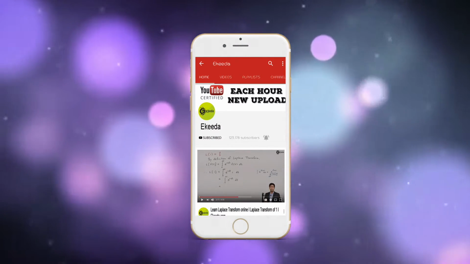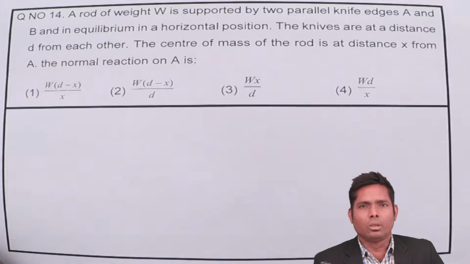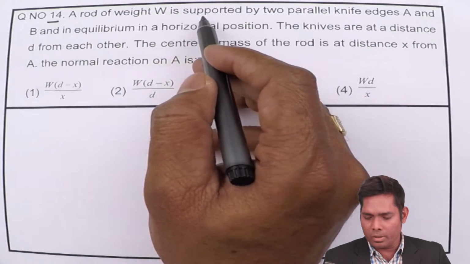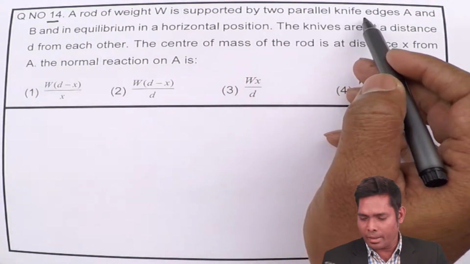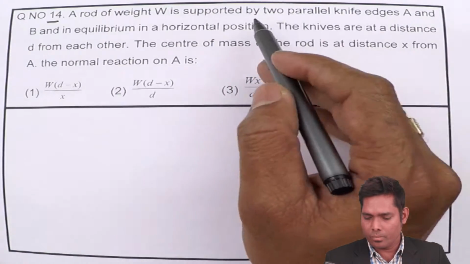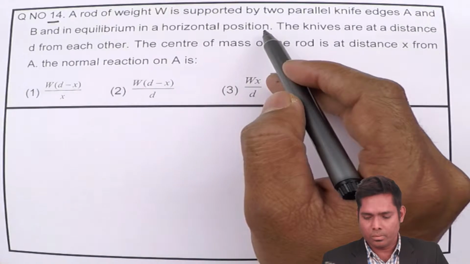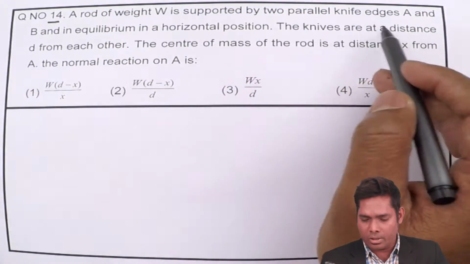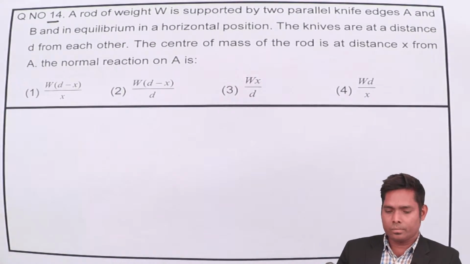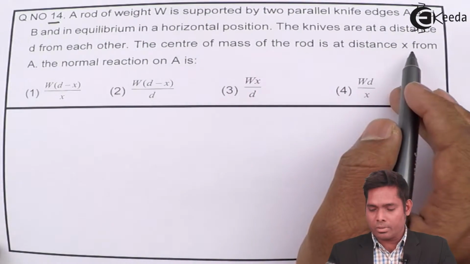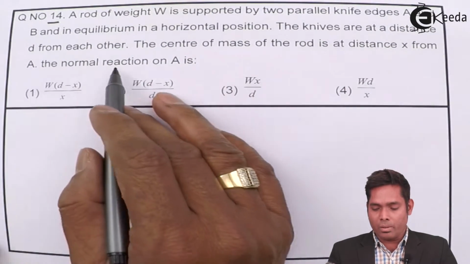Students, let us solve question number 14, NEET Physics paper 2015. A rod of weight W is supported by two parallel knife edges A and B in equilibrium in a horizontal position. The knives are at a distance D from each other. The center of mass of the rod is at a distance x from A. The normal reaction of A is.